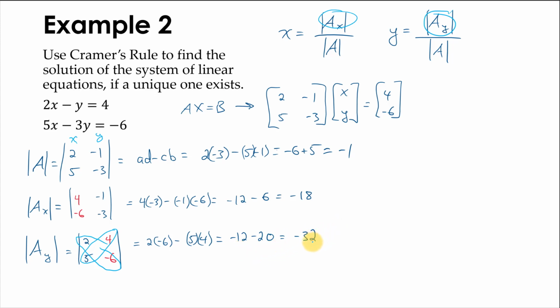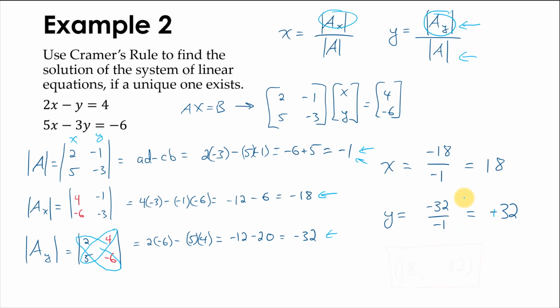So my x is going to be the quotient of my -18 and my -1, and my y is going to be the quotient of my -32 and my -1 again. We're just replacing these expressions with the values that we found. When I do that, I get 18, and this should be a positive 32. So I can write my expression, again, that's a positive 32 there. So that is my solution, 18, 32.